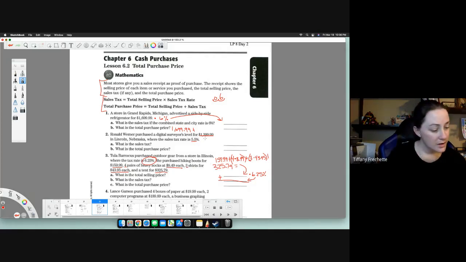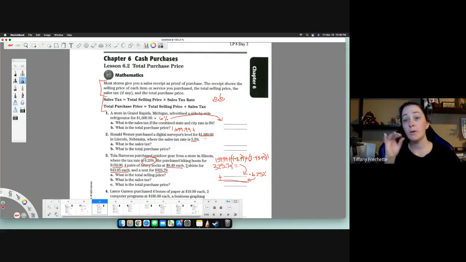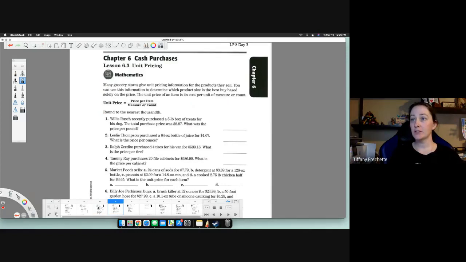All right, so they really don't get much more complicated than that on this page. They just kind of keep going, that same idea. Just pay attention to, is it a flat fee, this is what I'm paying, or am I buying multiple items and this is how much they are each? So definitely pay attention to the wording there. Let's go ahead and go to the next page.